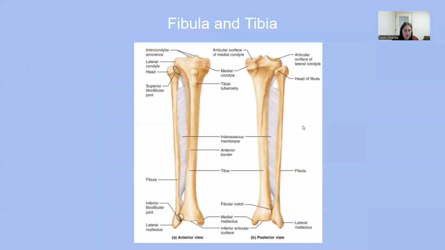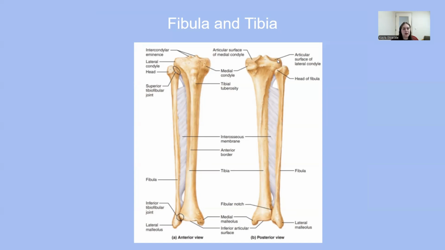Next, we'll have the fibula and tibia. So the fibula, I believe, only has one feature that you need to remember. For mine, it was grouped in with the tibia, so I'll try to make sure to make that distinction. So with the tibia, you have the lateral and medial condyles. You can see the lateral condyle here and the medial condyle here, which you can see on both sides.